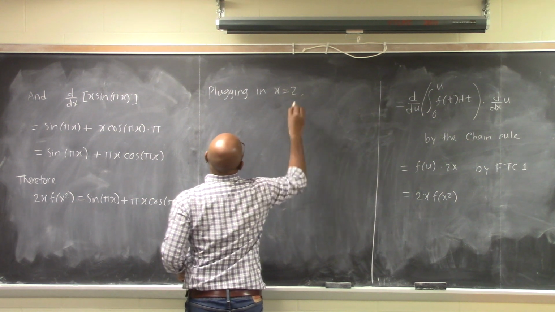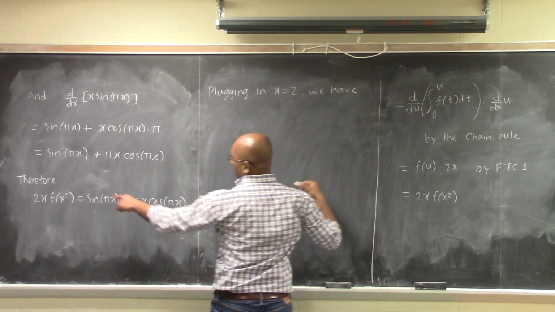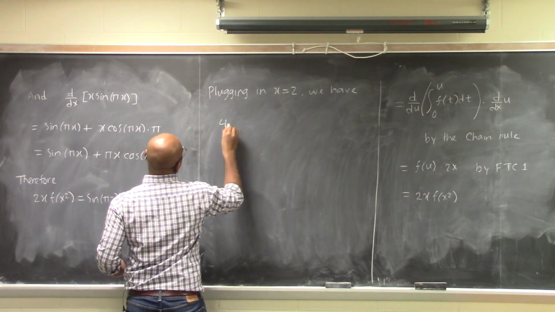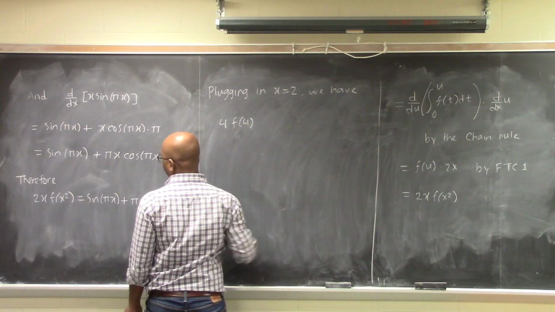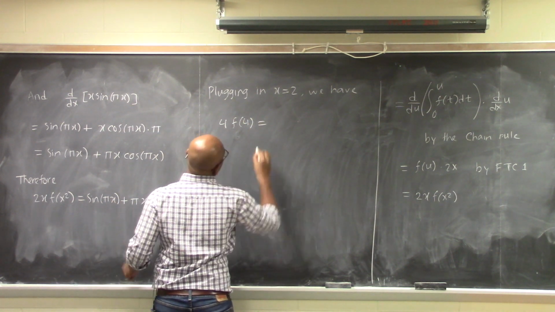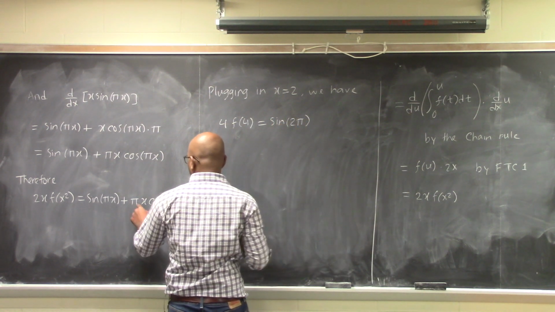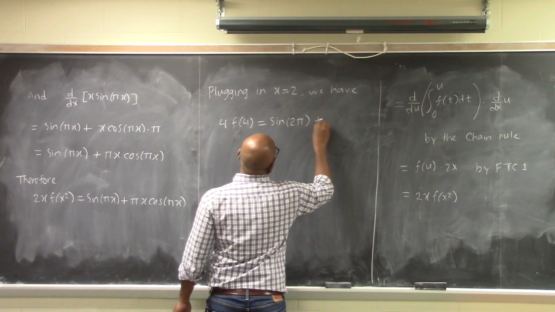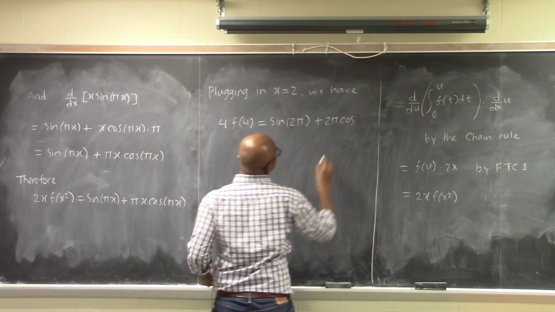We have 2 times 2 is 4, and then f of 2 squared is f of 4. And on the right side I have sine 2 pi plus 2 times pi is 2 pi, and then cosine of 2 pi.